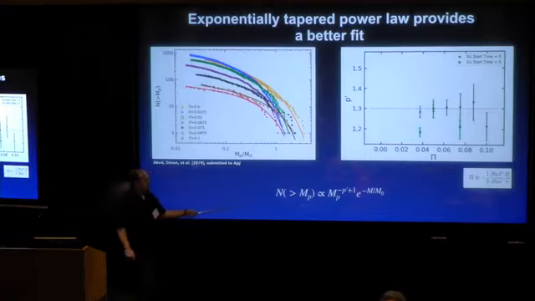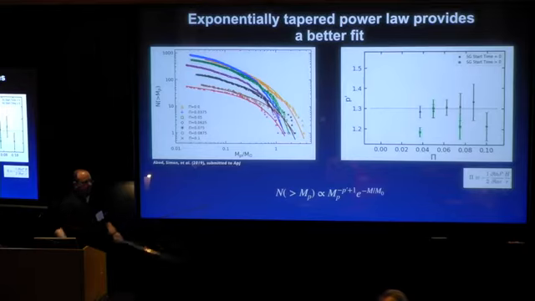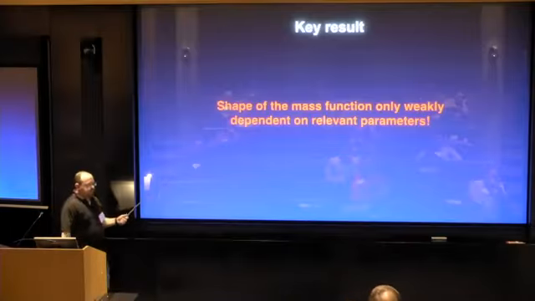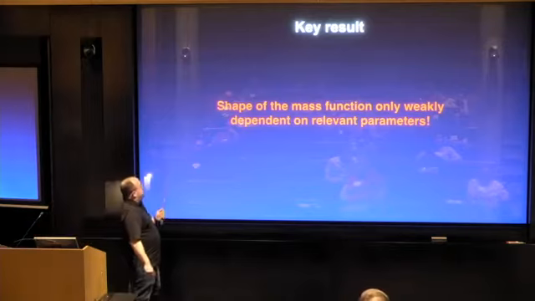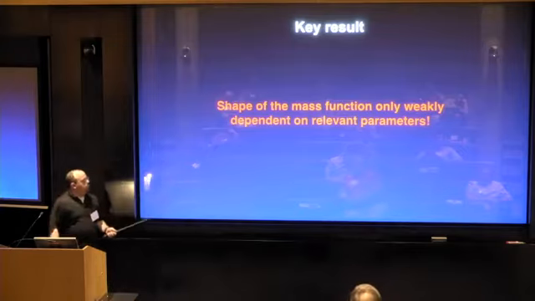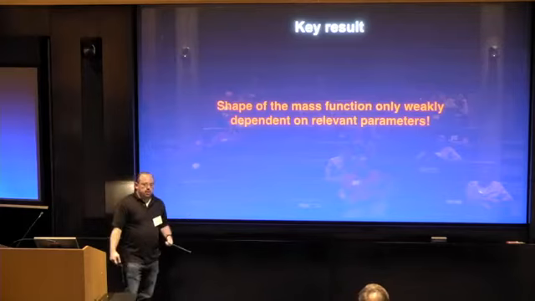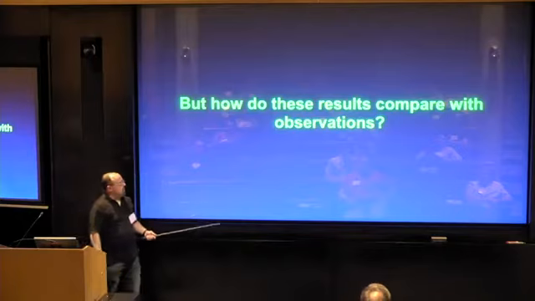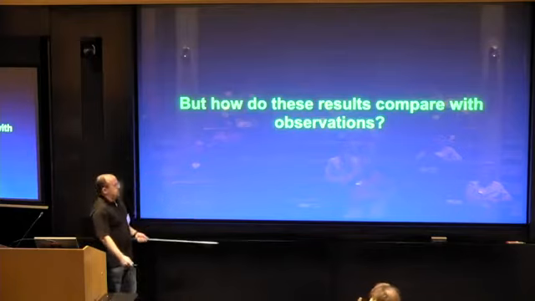I will say, read the paper for more details, especially the upcoming paper, to see how good a fit it is. Okay, but the point here is not so much what the value of p or p prime is. The point is that the shape of the mass function seems to be only weakly dependent on relevant parameters. So p or p prime doesn't seem to change much no matter what we change the parameters to. But how does this actually compare with observations? I've gone on and on about this, but that's all theory.